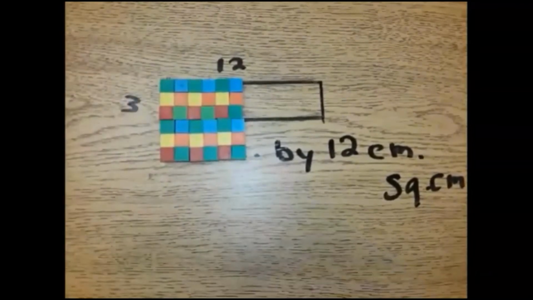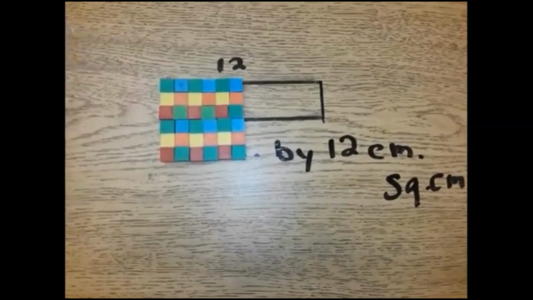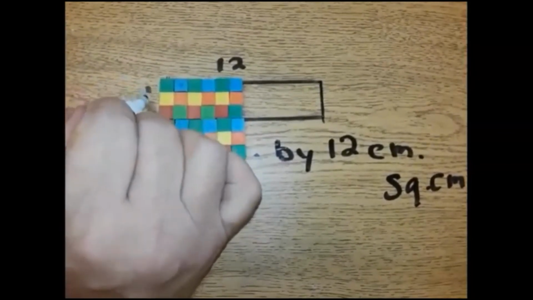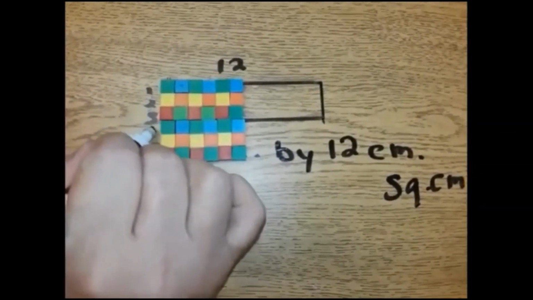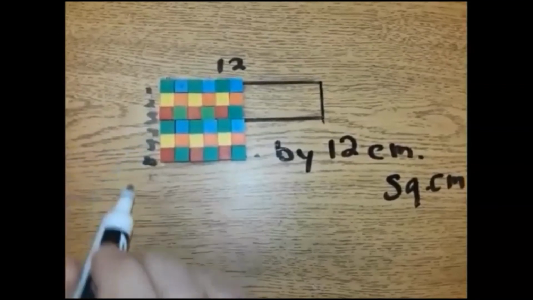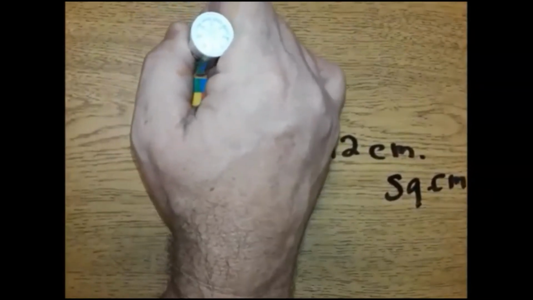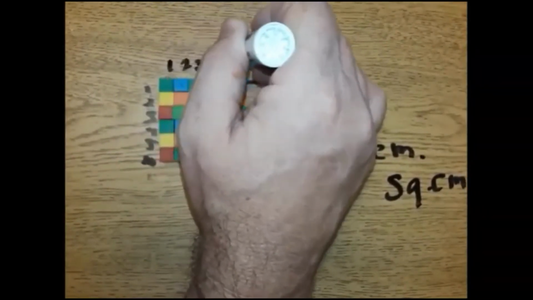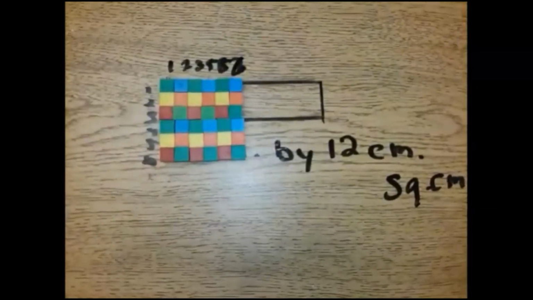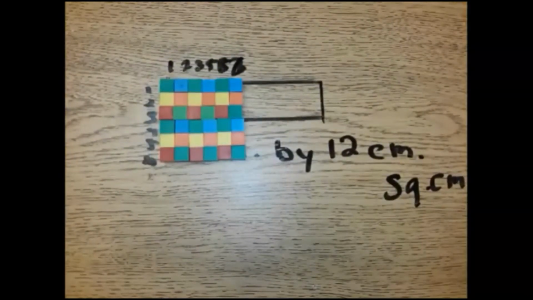Okay, so now instead of having 3 rows, I've got 6 rows. So I've got 1, 2, 3, 4, 5, and 6, and there are 6 columns because half of 12 is 6. That's 1, 2, 3, 4, 5, and 6. So it's 6 by 6, and that makes a square actually. So my rectangle is a special rectangle now.